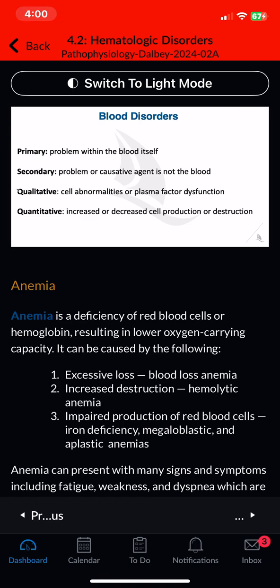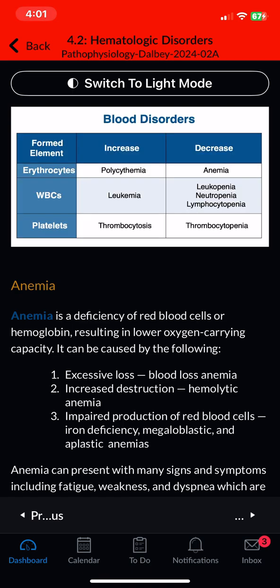In qualitative disorders, there are cell abnormalities or dysfunction, and in quantitative diseases, there can be an increase or decrease in cell production or destruction. In qualitative, the disease example would be hemophilia, and it's due to a coagulation factor deficiency. Whereas a quantitative disorder would be something like thrombocytopenia, where there's an increase in platelet destruction causing a decrease in circulating platelets, and that can then lead to increased bleeding.